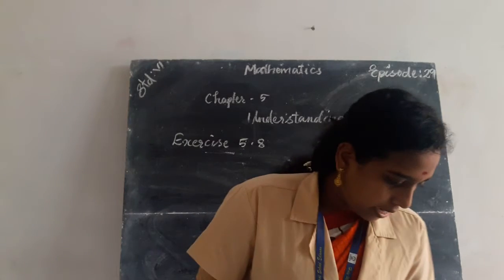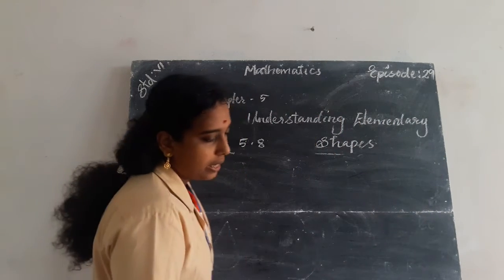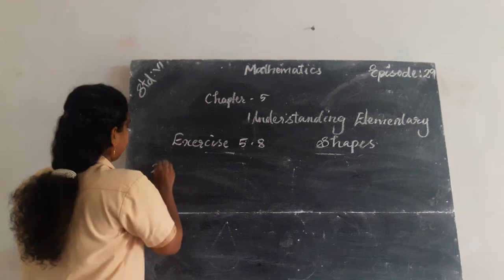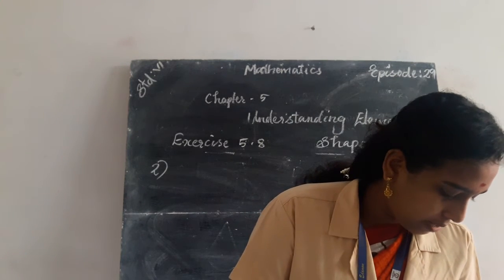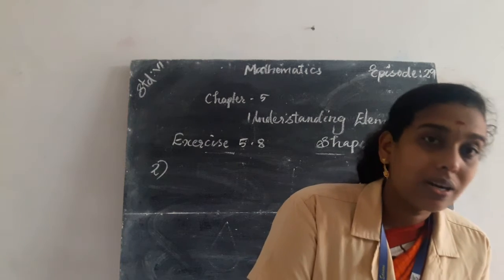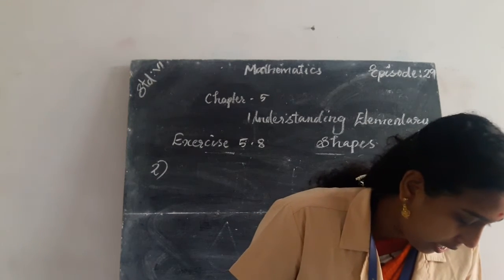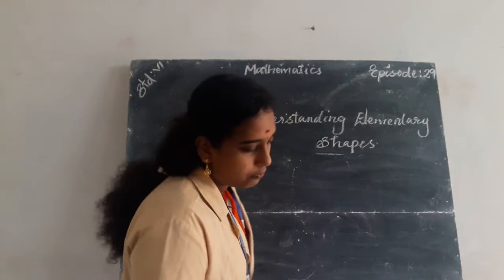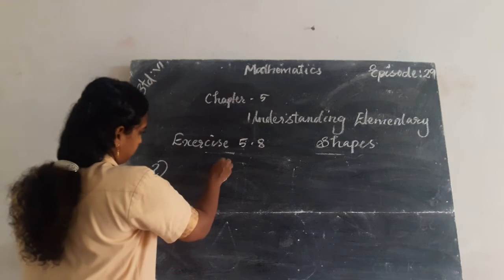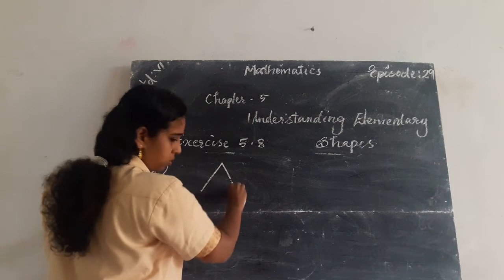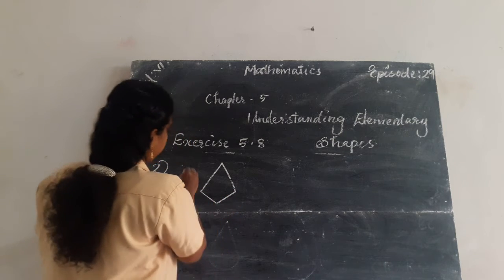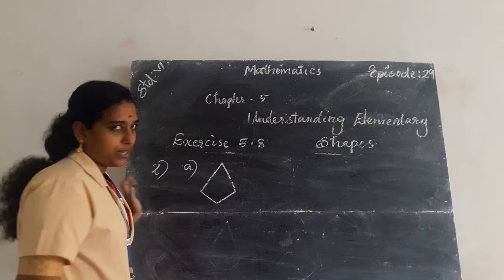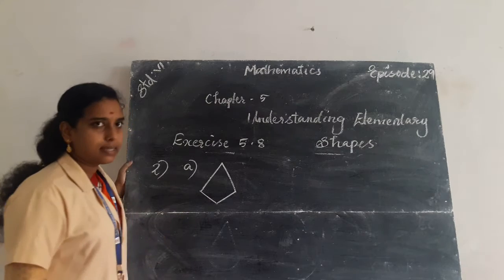Then second question, name each polygon. Some polygon figures are given below, and we want to write the names of the polygons. Here the first figure is like this. So this is the first figure. Which type of polygon is this?